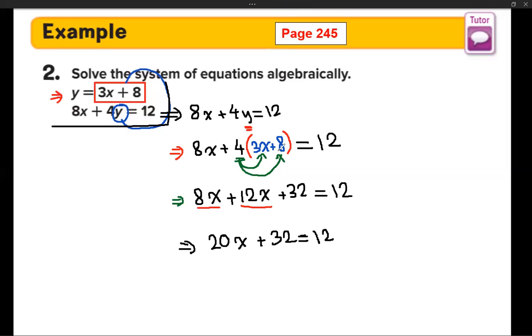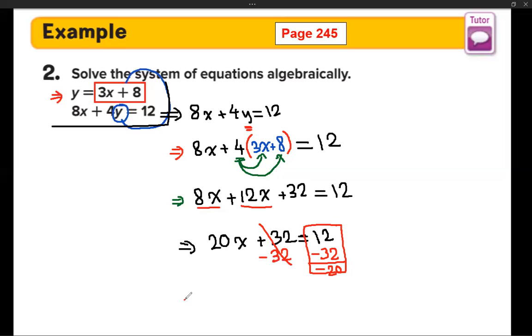First of all, we need to get rid of this 32. It's positive, so we need to subtract it from both sides of the equation. From this side, 32 minus 32 is equal to 0. And here, 12 minus 32, how much is it? We just look at the signs. We can see that there are different signs. So we put the sign of the greater, and because there are different signs, we just subtract them. So 32 minus 12 is equal to 20.